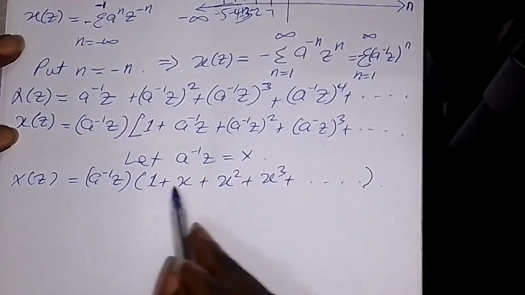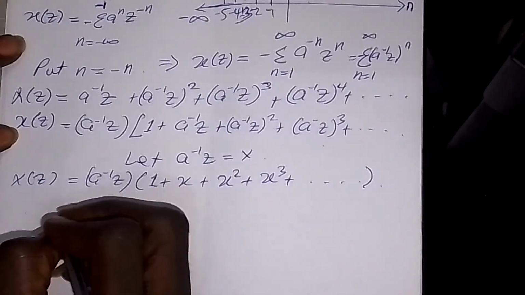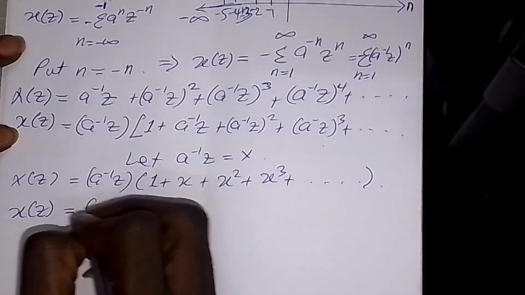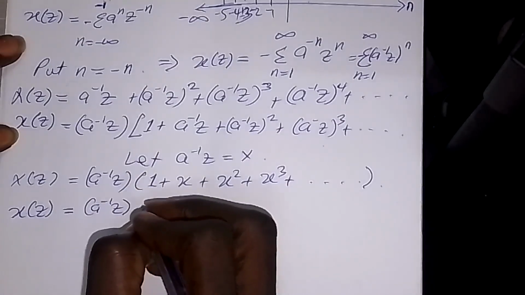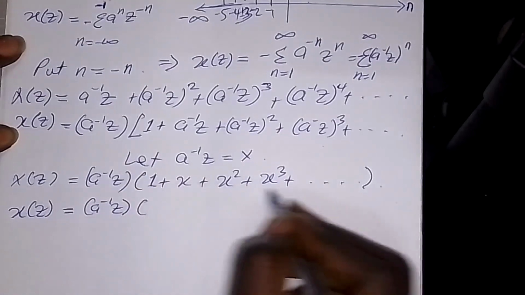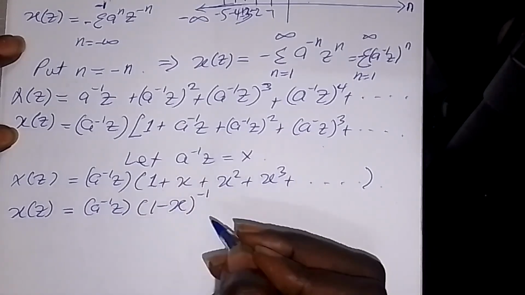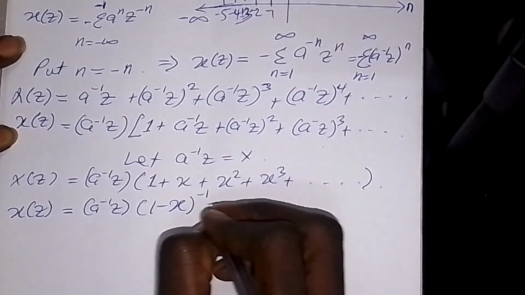And I told you that whenever you have any series of this form, the binomial expansion for it is going to be like this. X of z is equal to a exponent minus 1 z into, if you have a series like this, I told you that the expansion is 1 minus x, all exponent minus 1. So this becomes the particular series for this one. All right. So basically here it is the same as what?